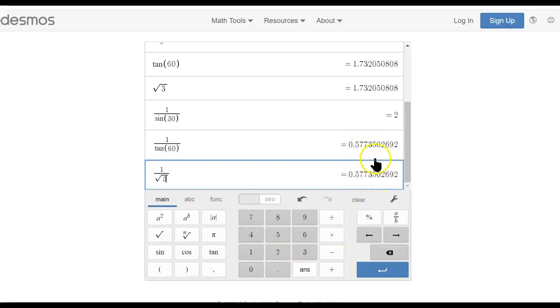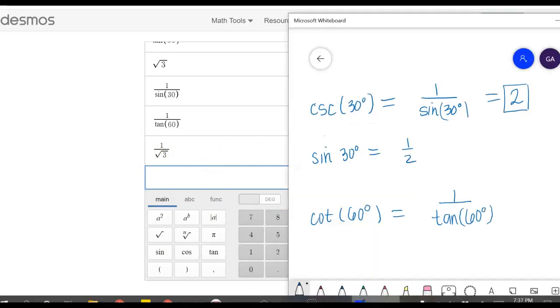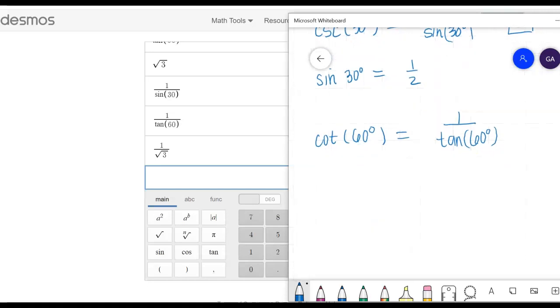Now remember, we typically won't write our answers with a square root in the denominator like that. When we have something that has a square root, what we would do is we would say, well, we need to clear that square root by multiplying both the top and the bottom by the square root of 3. And that would end up being square root of 3 over 3.